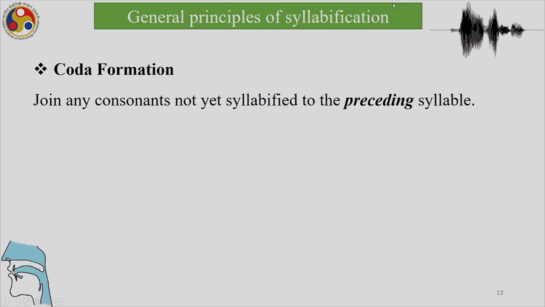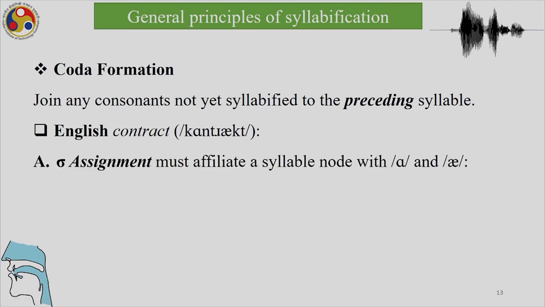So finally, then we have coda formation. Join any consonants not yet syllabified to the preceding syllable as a coda. So in English, we can assign a coda when we have those left out consonants which could not make it to the onset. So a syllable assignment must affiliate a syllable node with R and A.